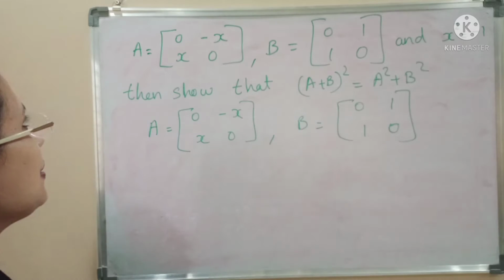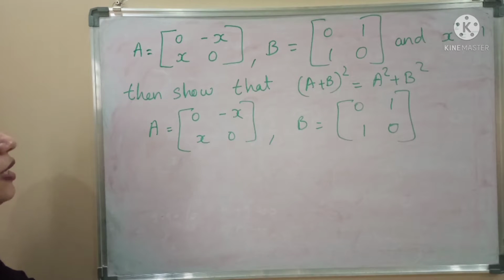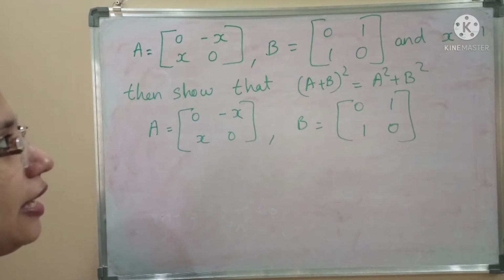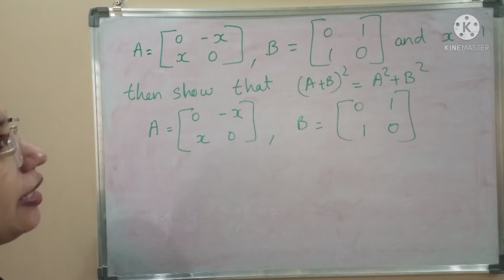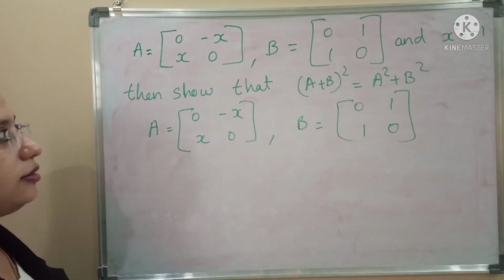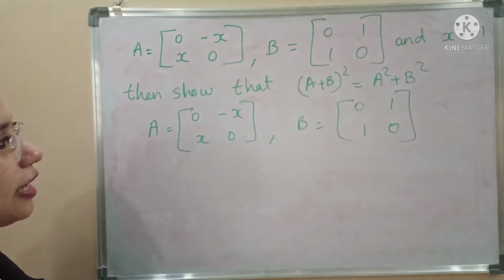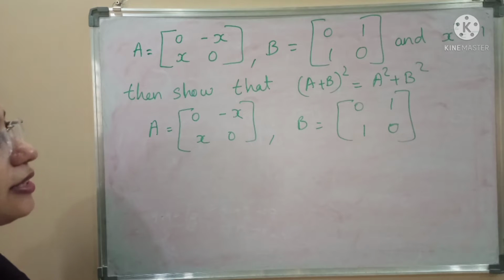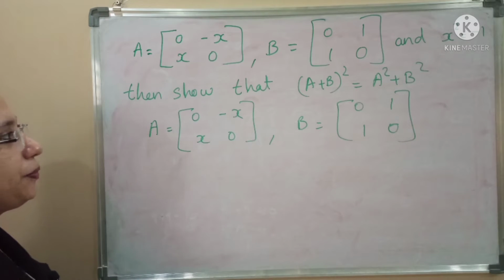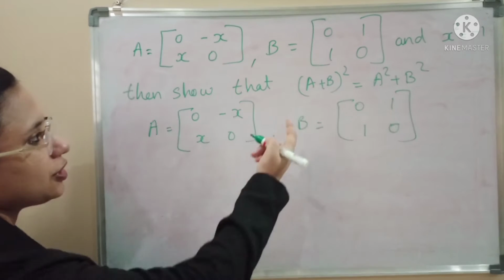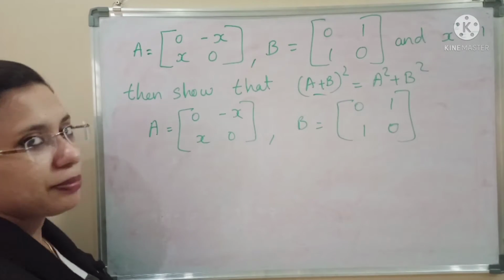Okay, so let's do the problem. We have two matrices A and B, and they have given x square as -1. Then show that (a plus b) the whole square equals a square plus b square. So for that, first what we have to find out is a plus b.